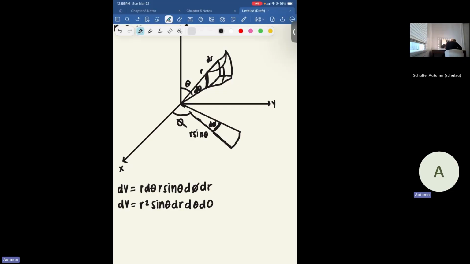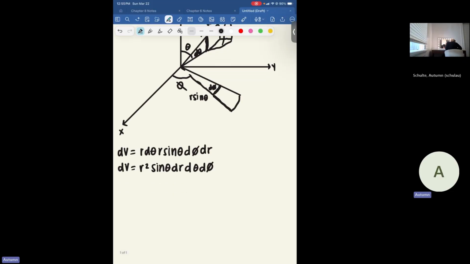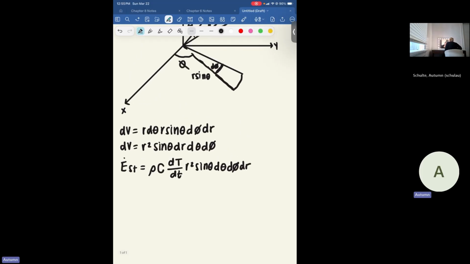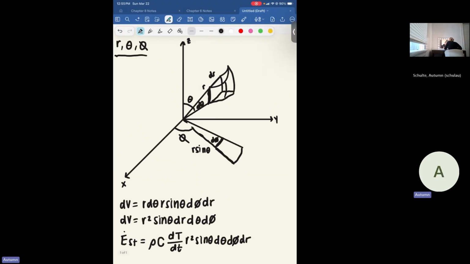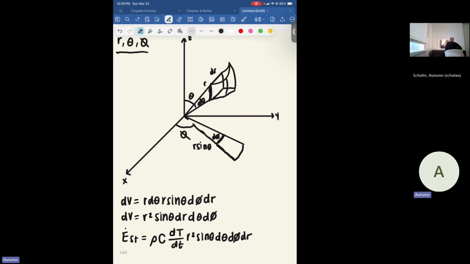And we can write out our term for energy storage. So the rate of change of energy storage, just like previously, is the density times the heat capacity times the change in temperature with respect to time, multiplied by our differential volume, r squared sine theta d theta d phi dr. Now we can start thinking about our net heat flows, and we're going to have those in three different directions. There's going to be radial and our angular.